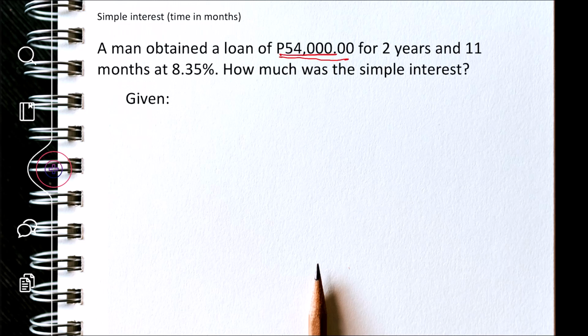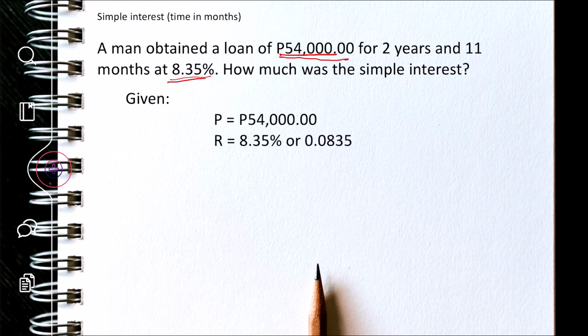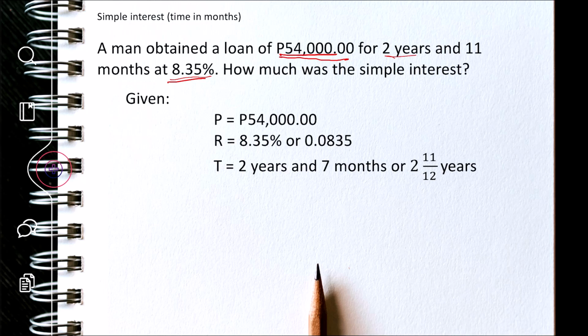Since this is a loan of 54,000, so that is the principal amount. And then the rate natin is yung may percentage that is 8.35 or 0.0835, and then the time is 2 years and 11 months. That is 2 and 11 over 12 years. And po dinivide lang po natin yung months sa 12. Pero yung 2, ganun pa rin po.